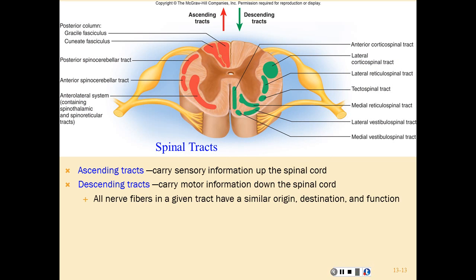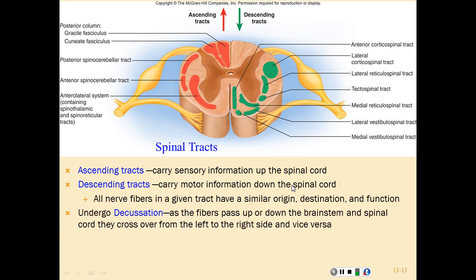So here are our spinal tracts. The spinal tracts consist of ascending and descending tracts. The ascending tracts are going to carry sensory information up the cord, and descending tracts are going to conduct motor impulses down the spinal cord. Now all nerve fibers in a given tract have a similar origin, destination, and function.